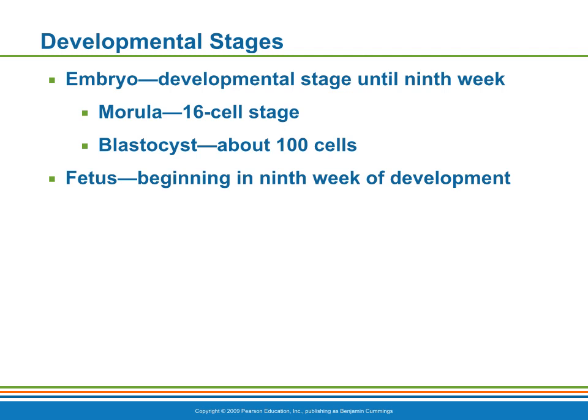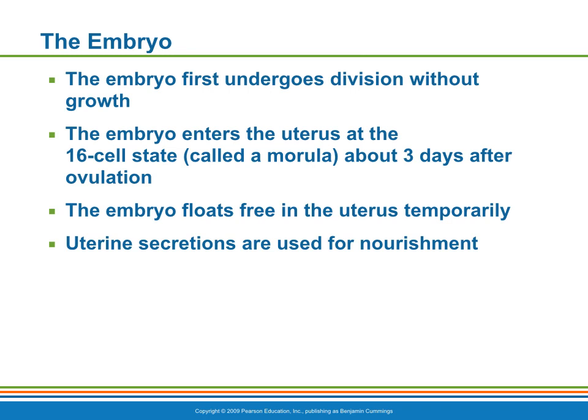Now, an embryo is from the developmental stage until the 9th week. Okay, and then it's called a morula at the 16 cell stage. It's called a blastocyst at about the 100 cell stage. Then it's called a fetus beginning at the 9th week of development. The embryo undergoes division without growth first. Then the embryo enters the uterus at the 16 cell stage, and that's about 3 days after ovulation.